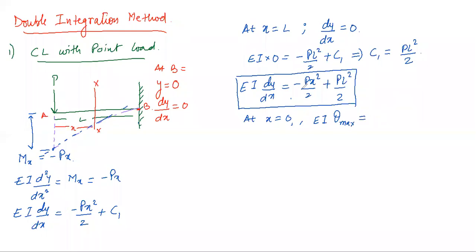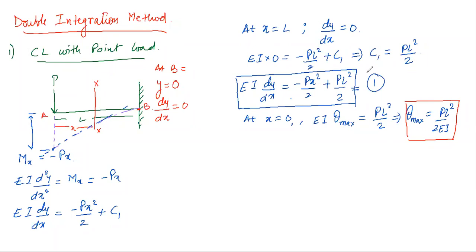Which is also to be defined as ये value 0 हो जाएगी, equation ये values क्या बनेगी PL square by 2. It means what? The maximum slope आपको जो मिलेगा वो क्या होगा? That is theta max की value is defined as PL square upon 2EI. This is the maximum slope we have obtained at x equals to 0. Right? Okay. Now, integrate this equation. This equation number 1.